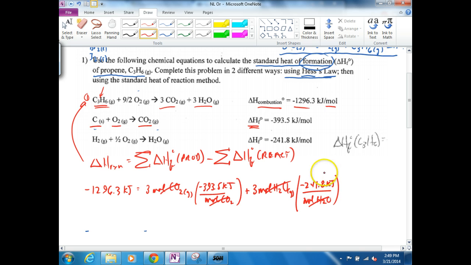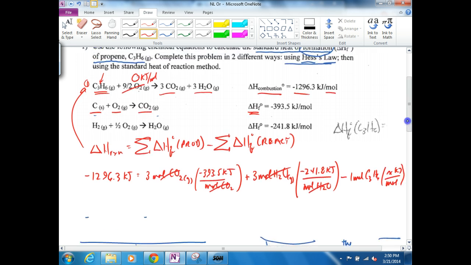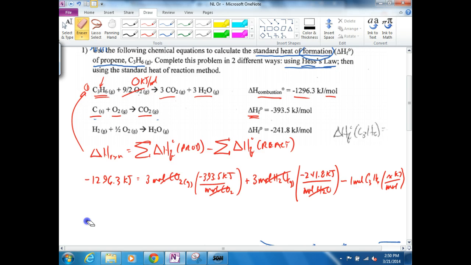And then I'm going to subtract the heat of formation of the reactants. Well, I don't need this because that's 0 kilojoules per mole. That's an element in its standard state. So I'm just going to subtract C3H6, which we don't know, and that is X. It's actually going to be 1 mole, 1 mole C3H6 times X per mole, X kilojoules per mole. X is what we're trying to solve for, which is the heat of formation for propene.